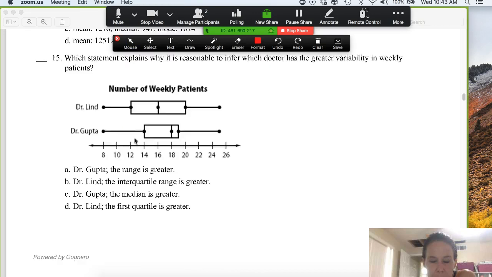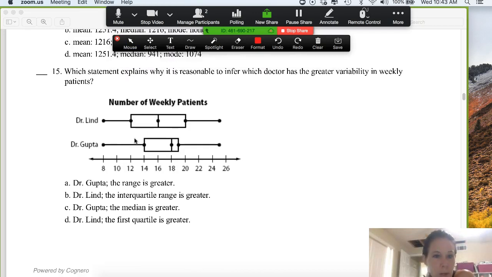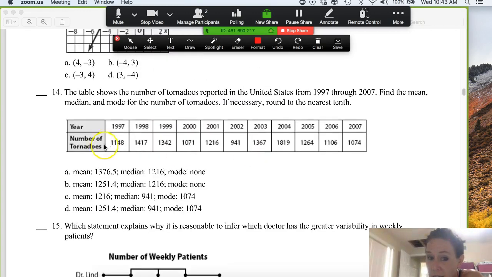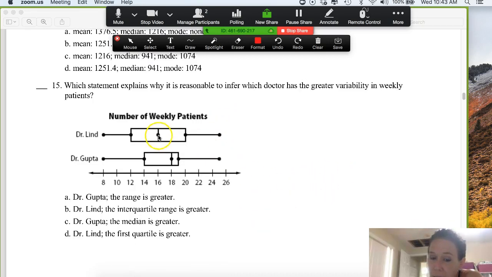I'm going to go over the next one so we can get through more of these, all right? Which statement explains why it's reasonable to infer which doctor has the greater variability in weekly patients? So we're looking at our box and whisker plots. We have to know what they mean, okay? The line right in the middle, that literally is your middle. It's your median. If you line up from least to greatest, it's your middle number. And then this is the median of your upper numbers, and this is the median of your lower numbers.